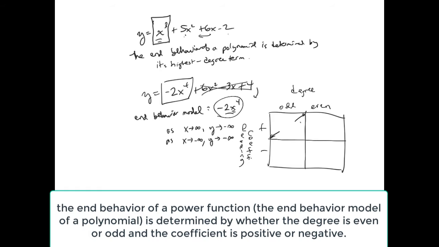So as x went to infinity, y would go to positive infinity. As x went to negative infinity, y would go to negative infinity. If the degree is even, it's going to act like x squared. So basically, the end behaviors will point in the same direction. And x squared points upward, right?